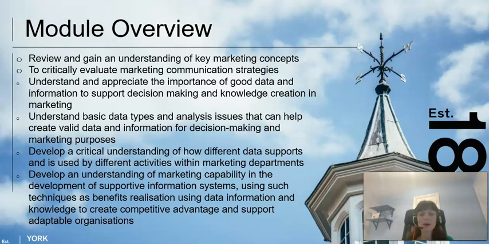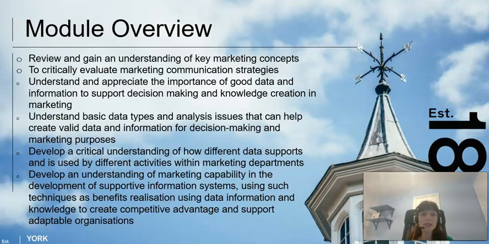So it's a combination between marketing and data, and it brings them together. So we look at the key marketing concepts and we understand how marketing is communicated. Then underpinning all of this is data which is used to inform decisions and create knowledge that helps with marketing. So you're going to look in some detail at data types and how we analyse those and how we make sure we've got the right data to make decisions.